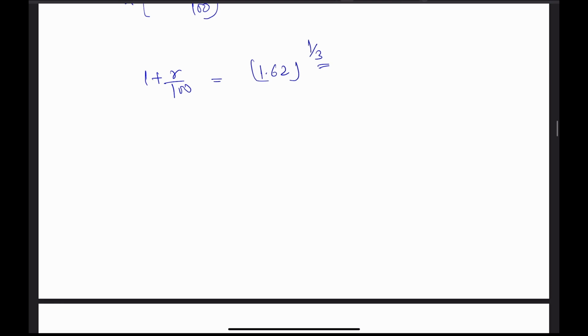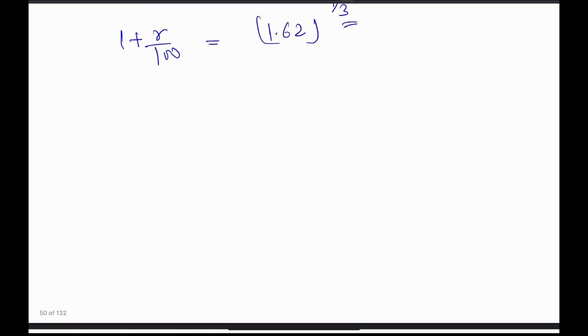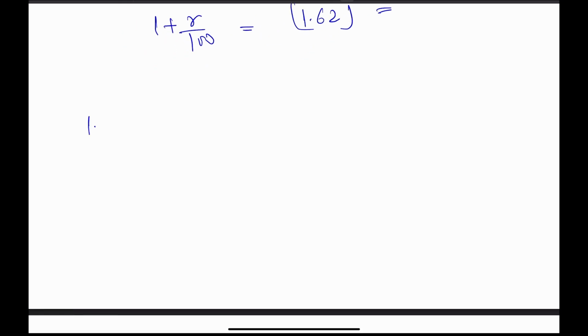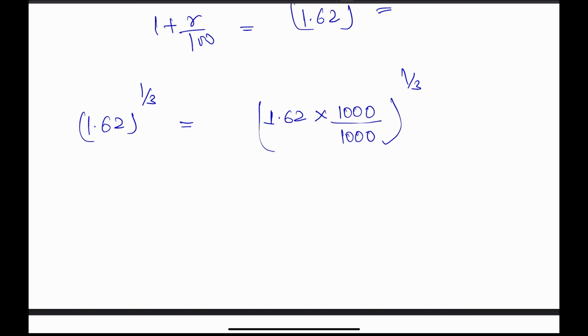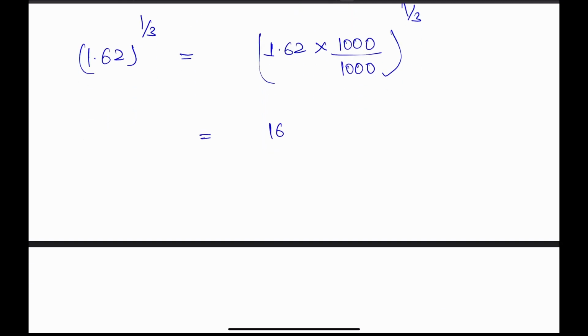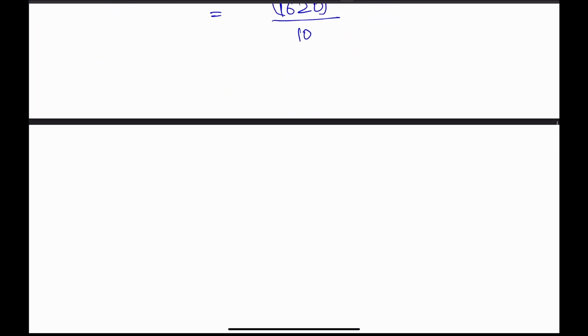if any question like less than 10 or less than 20 is coming, how we can solve it is: just write here 1.62 to the power 1 by 3. So 1.62 we will multiply by 1000 and divide by 1000. So it will become 1620 over 1000, to the power 1 by 3. 1000 to the power 1 by 3 is 10. Now tell me, is it easy to solve 1620 to the power 1 by 3?